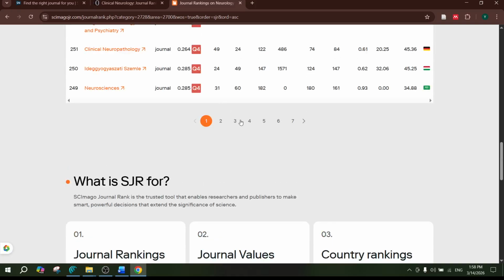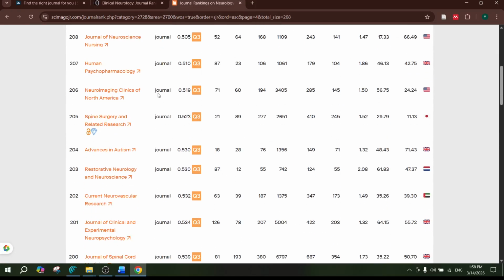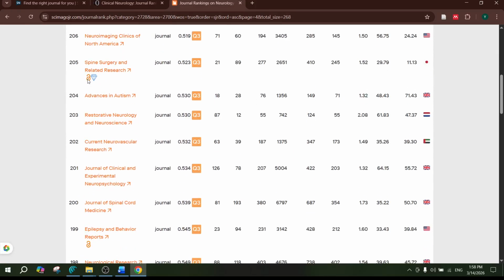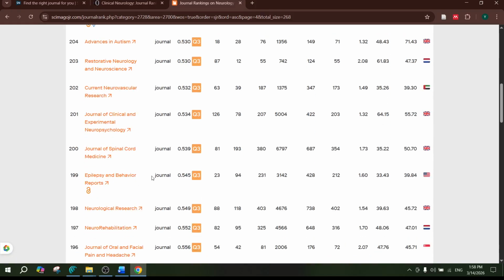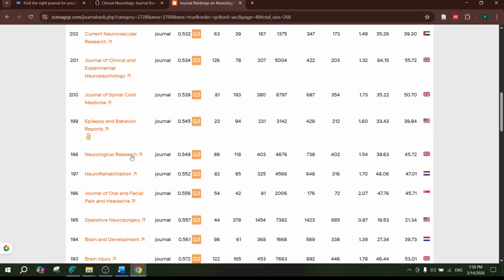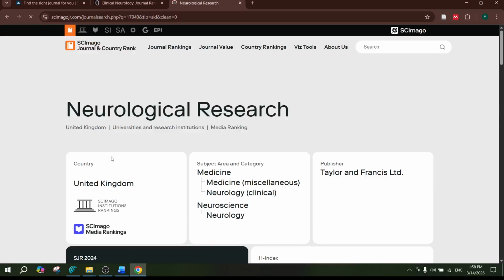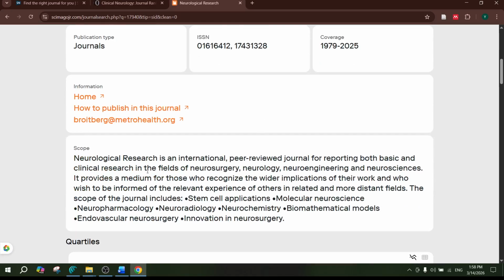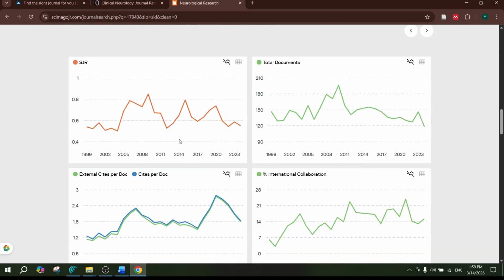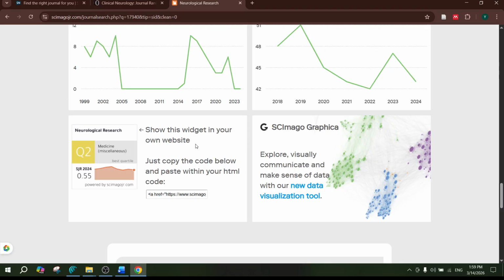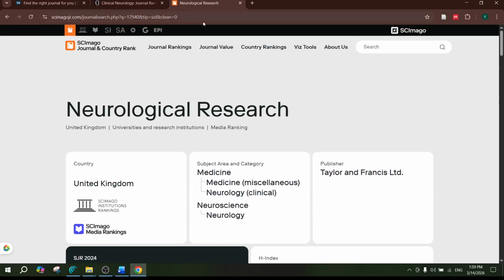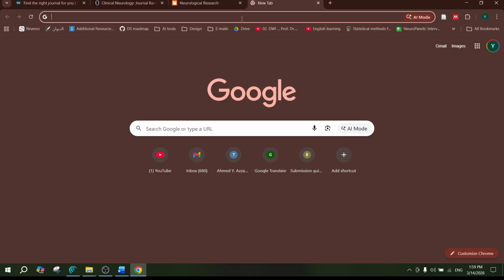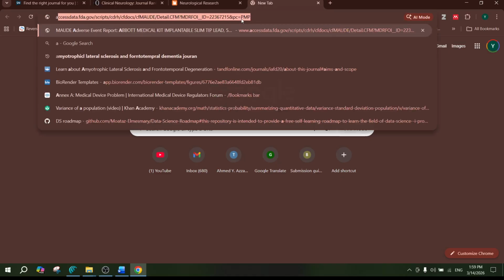So let's go for here, for example, and I can see the journals here. Also, there's a sign of open access. Let's see this journal. You click on the journal, it gives you the quartile, the H index, the scope of the journal, which is very important to read. Some statistics, you know, it's a very nice website. I like it actually.